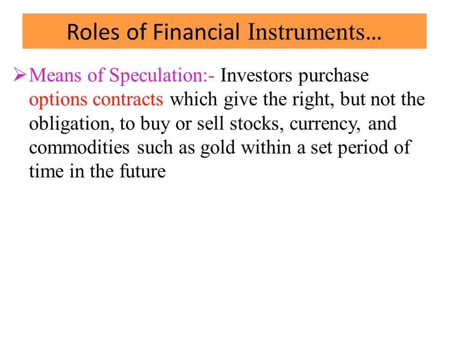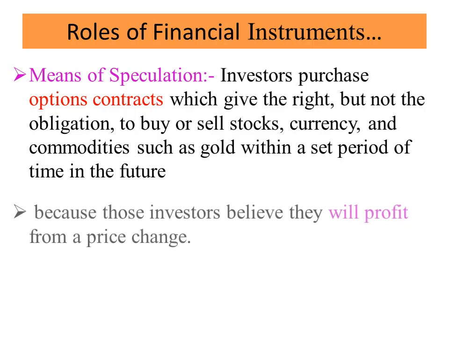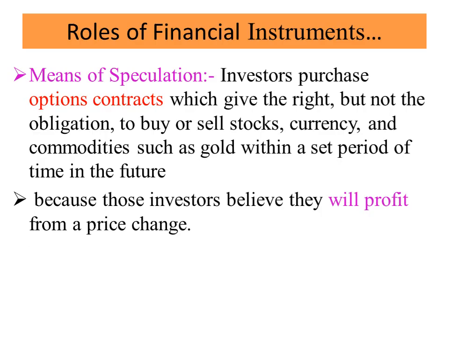The other role of financial instruments is as a means of speculation. Investors purchase option contracts, which give the right but not the obligation to buy or sell stock, currency, or a commodity such as gold within a set period of time in the future. They use them for speculation, because those investors believe they will profit from the price change. This is how, by considering the future situation, we can speculate.